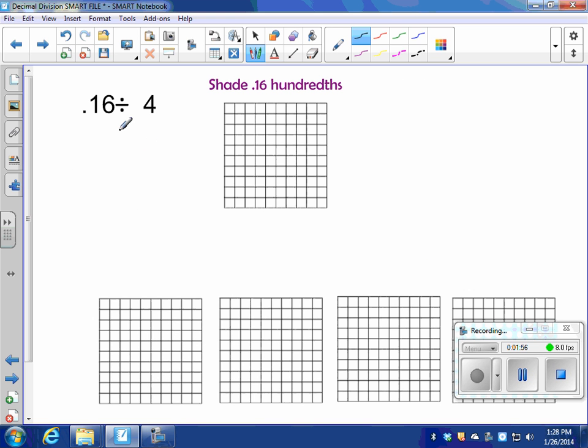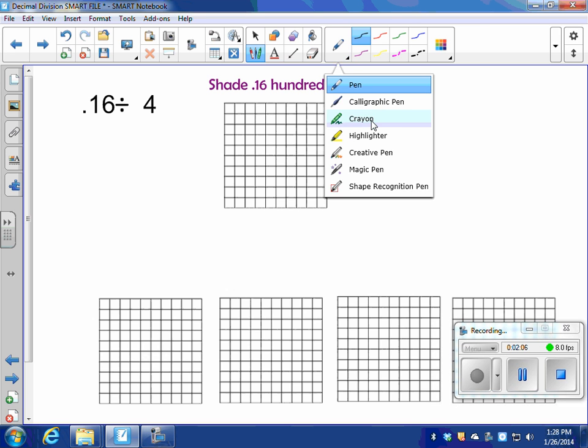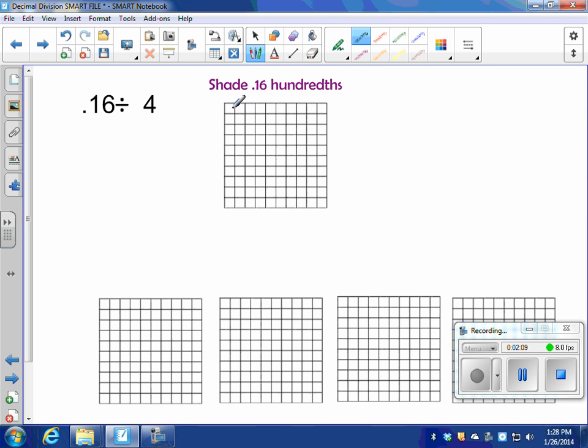Here I have 16/100 divided by 4. So the first thing I want to do is shade in 16/100. Let's try a crayon this time and see if that works. No. Better stick to the highlighter. So here's 10, and then 1, 2, 3, 4, 5, 6.